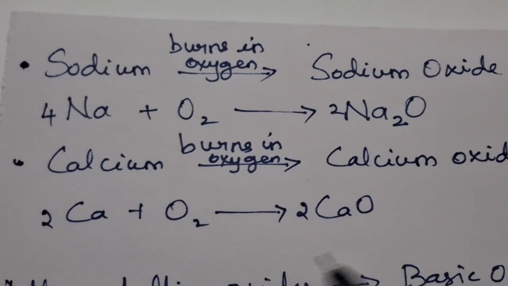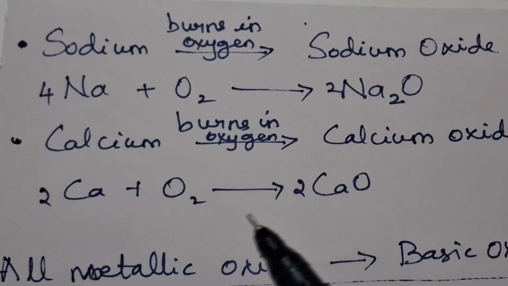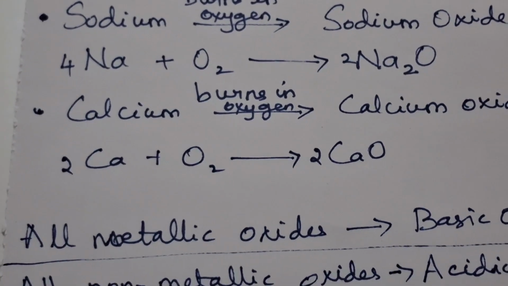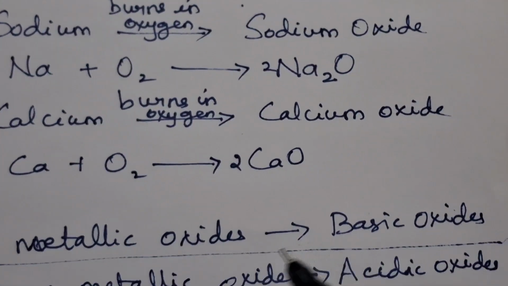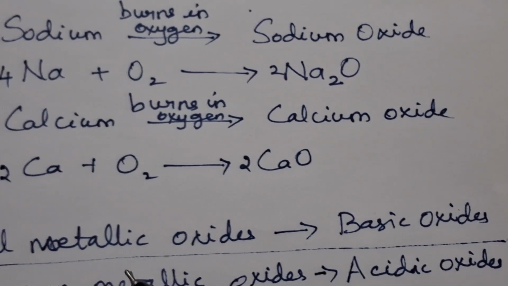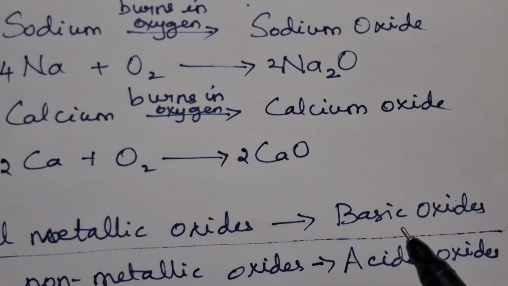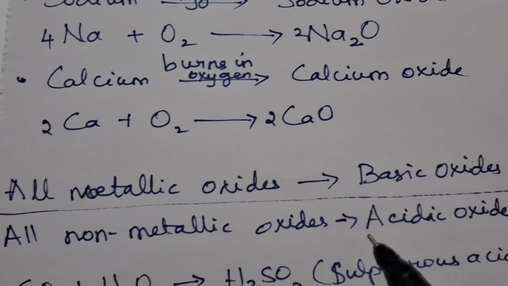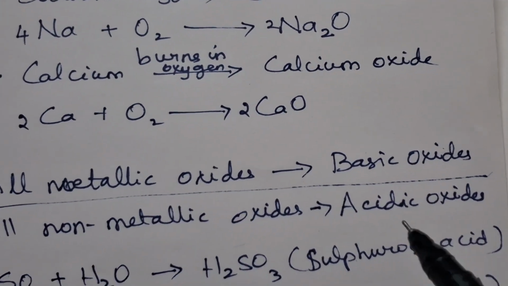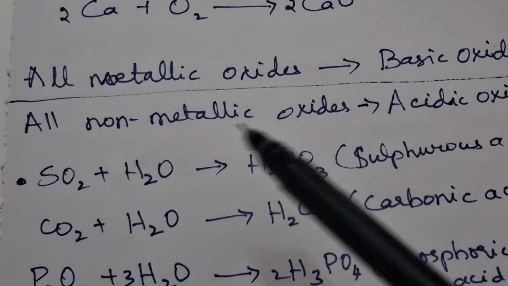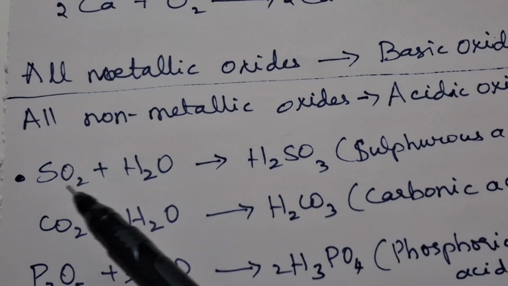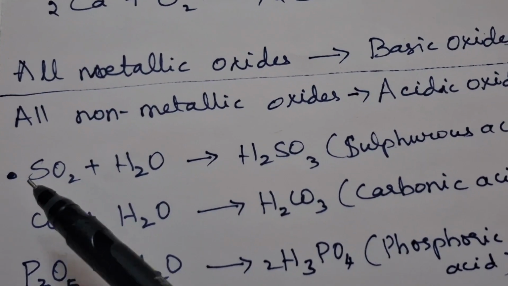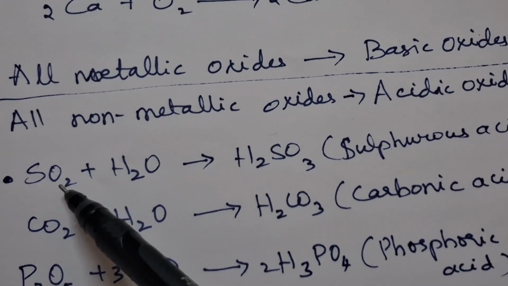Calcium burns in oxygen to give calcium oxide. Ca plus O2 gives you CaO. Generally all metallic oxides are basic oxides. They are basic in nature. All non-metallic oxides are acidic in nature, so they are known as acidic oxides. For example, the acidic oxide sulfur dioxide. Sulfur is a non-metal, so it is a non-metallic oxide.